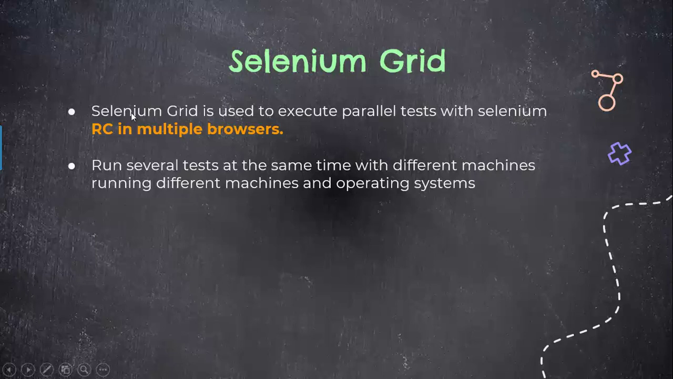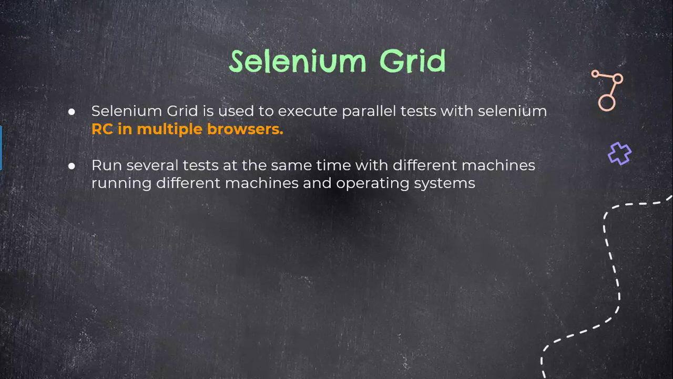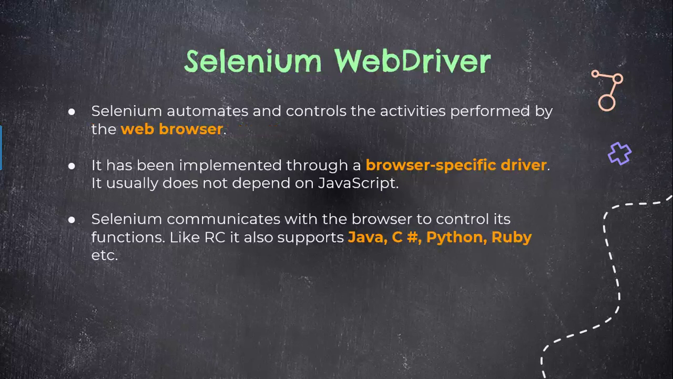Don't worry. But in an interview, in case they ask you what is Selenium Grid, you can say that Selenium Grid is used to execute parallel tests with Selenium RC in multiple browsers. Run the tests at the same time on different machines, running on different machines and operating systems. The same script, I told you, right? The same script I want to run in Windows. I want to run in Linux. Okay, I want to run in Mac. So the same script we can run in different operating systems and different browsers.